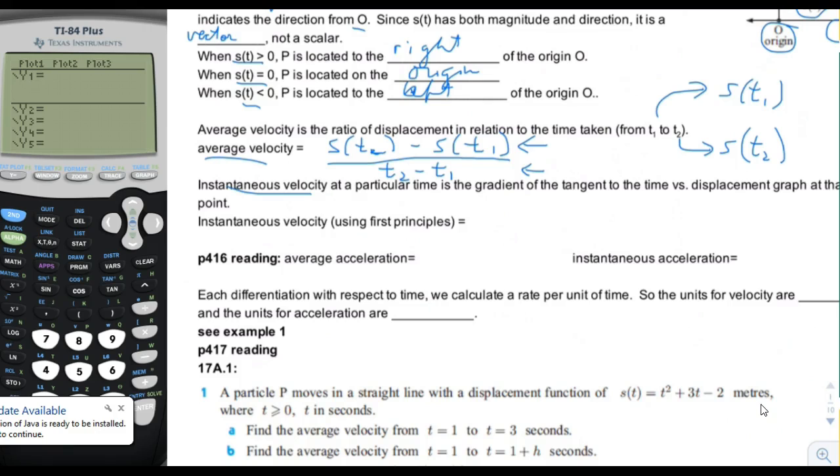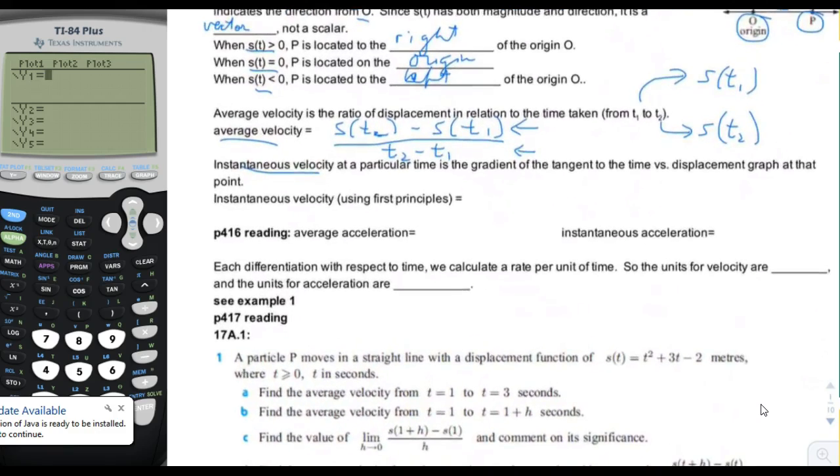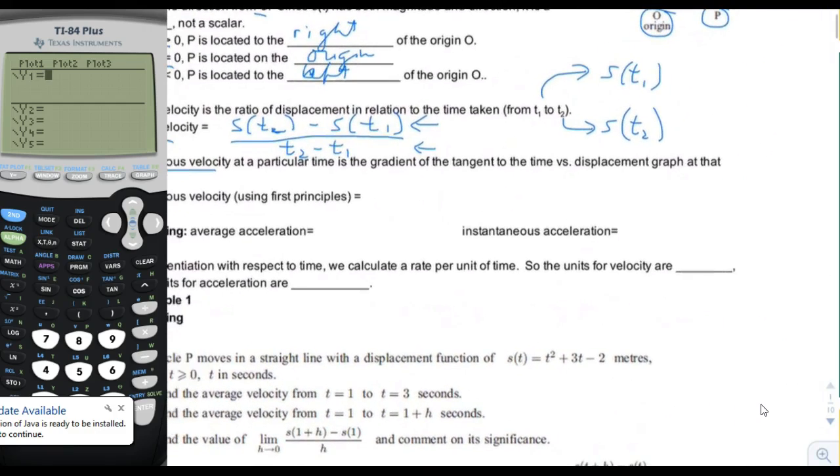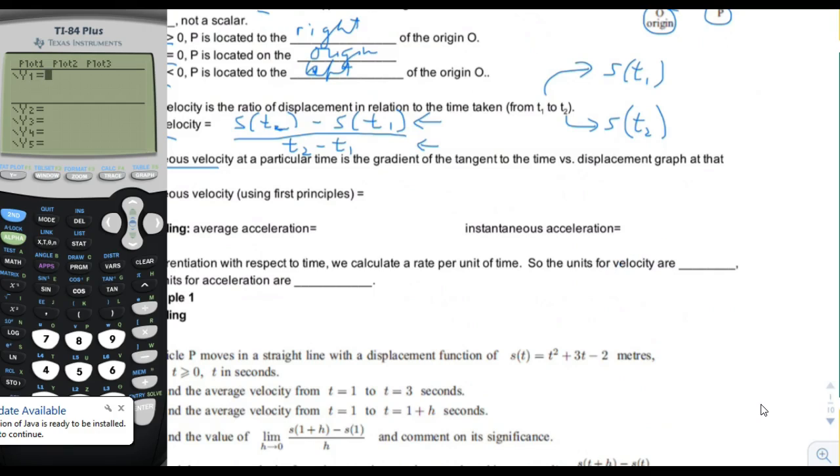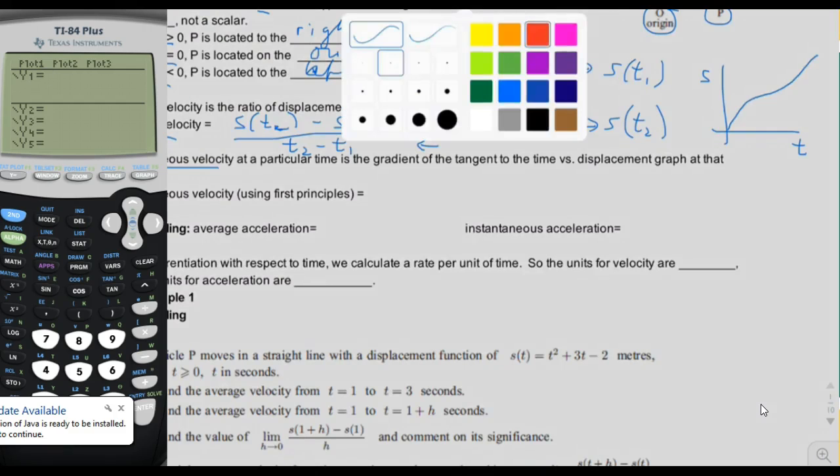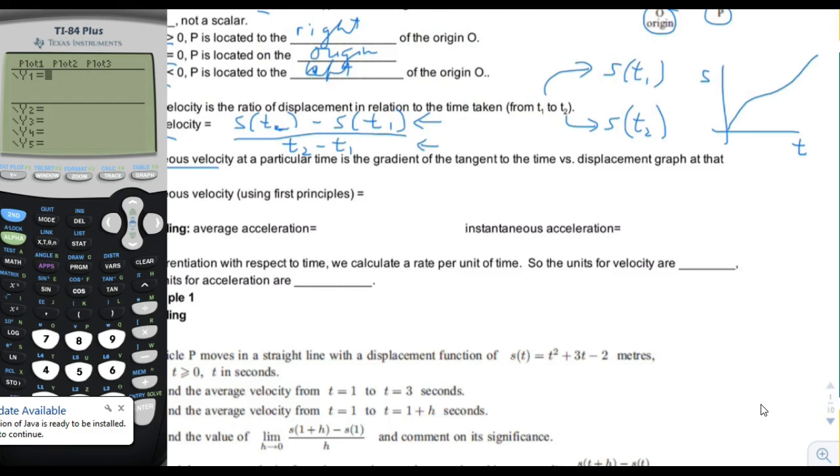Instantaneous velocity at a particular time is the gradient of the tangent to the time versus displacement graph at that point. If you were going to graph your displacement and time on a graph like this, t and displacement, it'll usually be something that grows like that. The instantaneous velocity would be the tangent at any of these points. So the instantaneous velocity at this time here, let's say it's called T3, is the gradient of that tangent line.